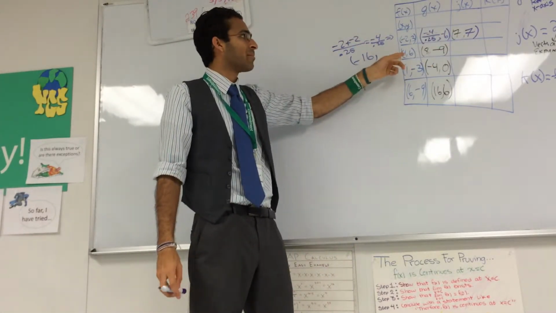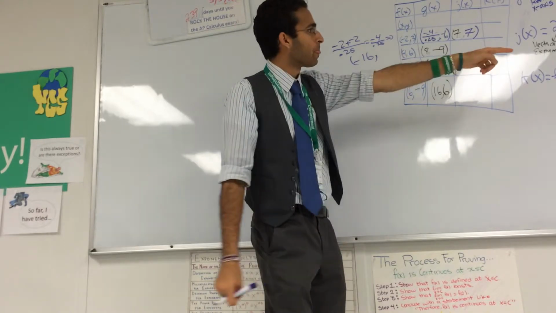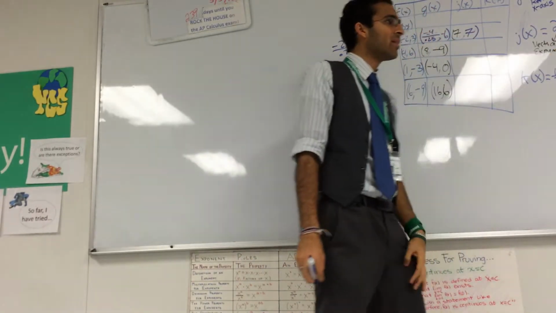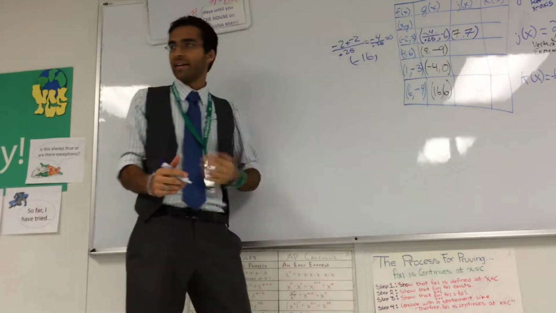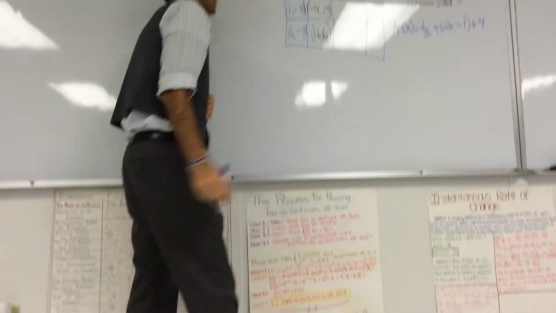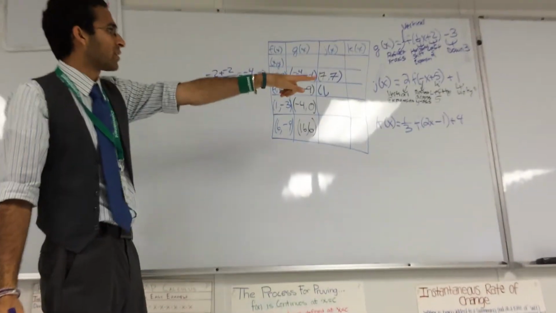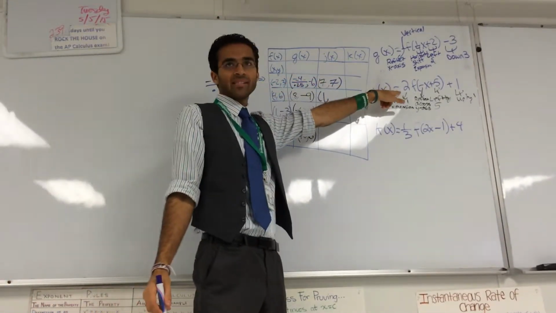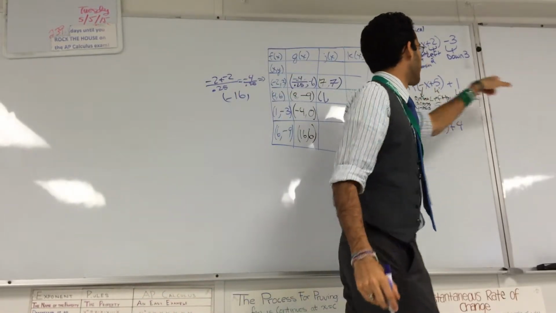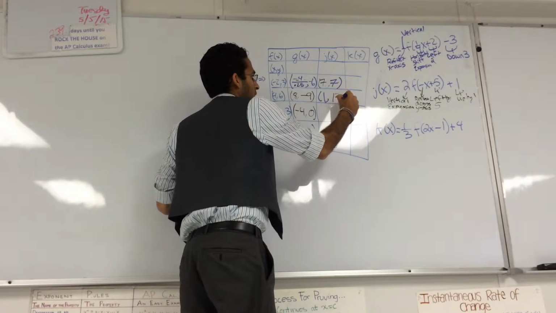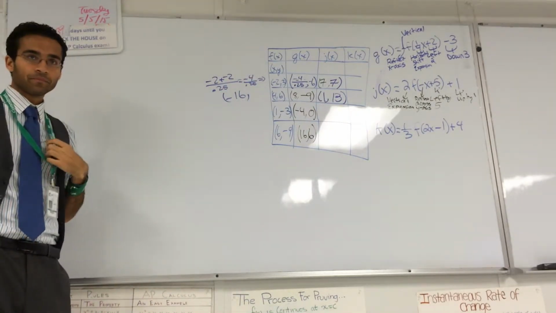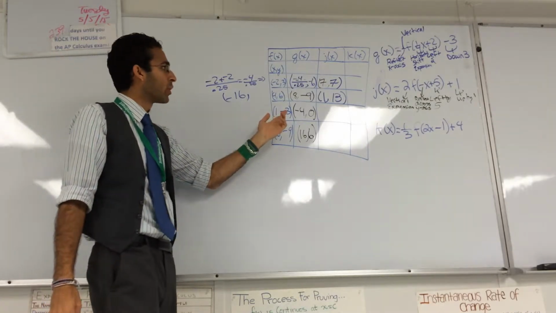So 4 comma 6. Start with the 4. I get a minus c. 4 minus 5 is negative 1. Negative 1 divided by negative 1 is positive 1. 6. First thing I do is multiply by a. 6 times 2 is 12. 12 plus, we go up by d. 12 plus 1, 13.